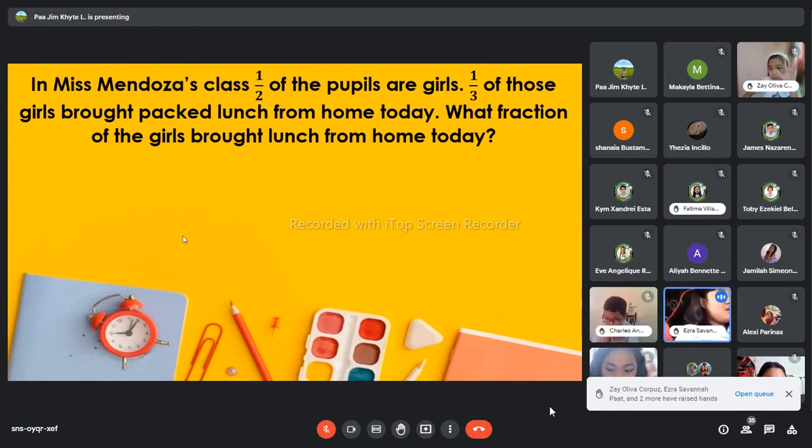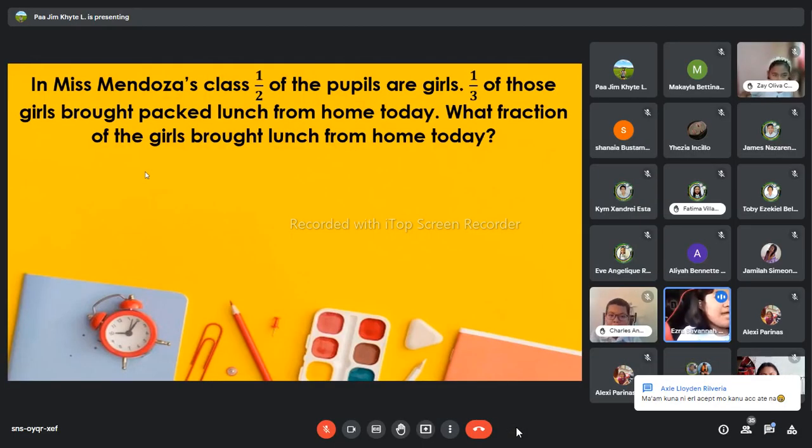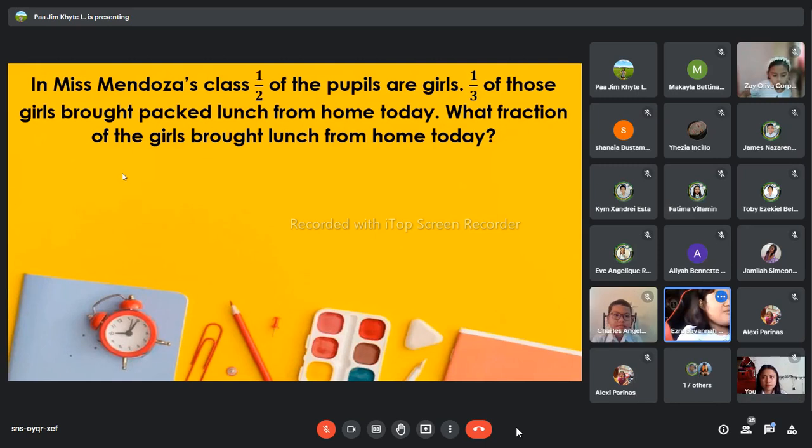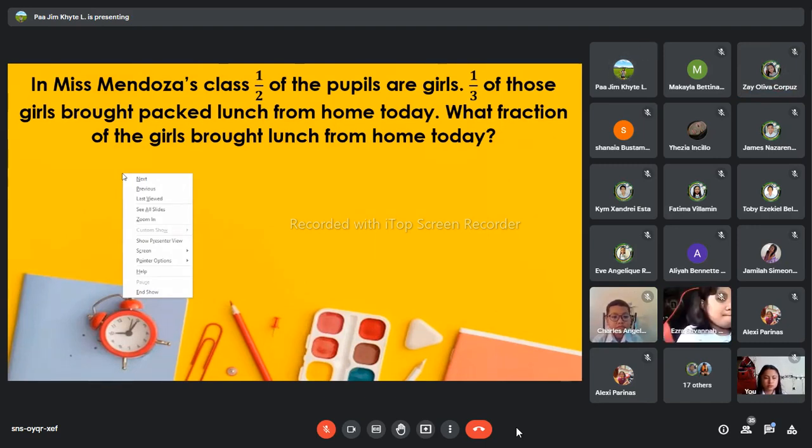In Miss Mendoza's class, one half of the pupils are girls. 1/3 of those girls brought packed lunch from home today. What fraction of the girls brought lunch from home today? Thank you. What problem is being asked? Would you mind to share?